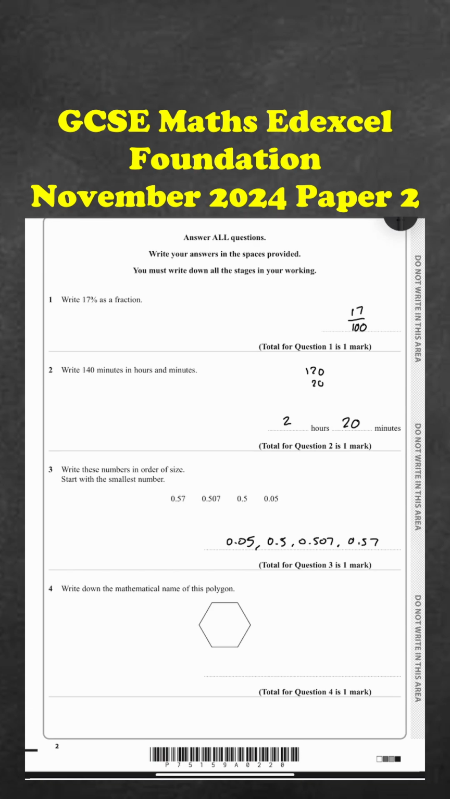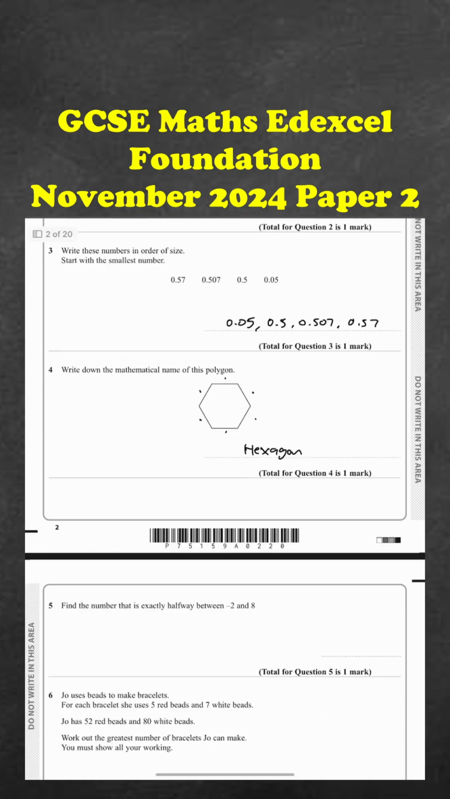Question number 4. Write down the mathematical name of this polygon. We will just need to count the number of sides. So we have 1, 2, 3, 4, 5, 6. It's a 6-sided shape, and therefore it's a hexagon.